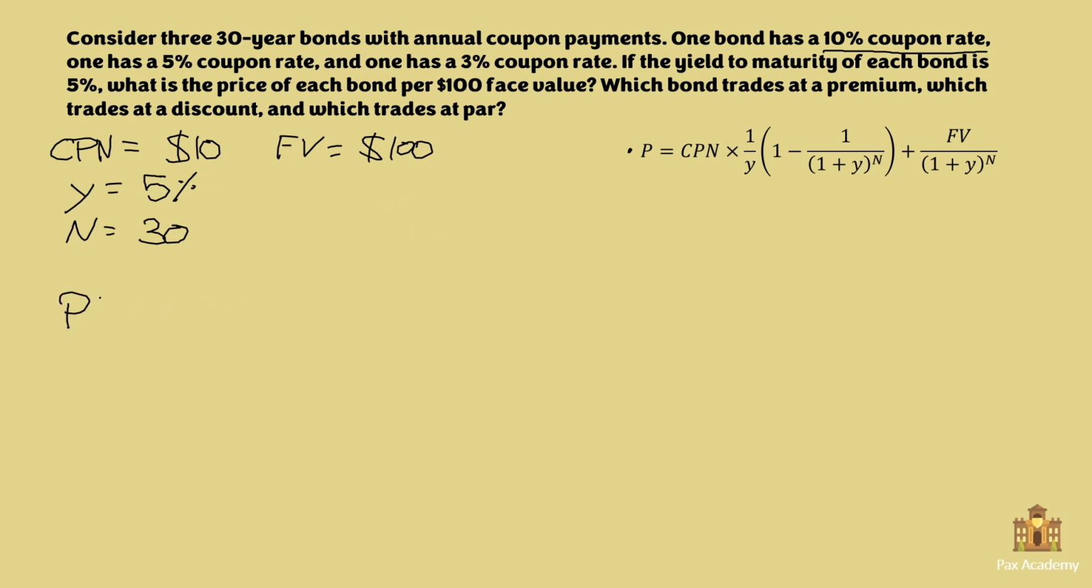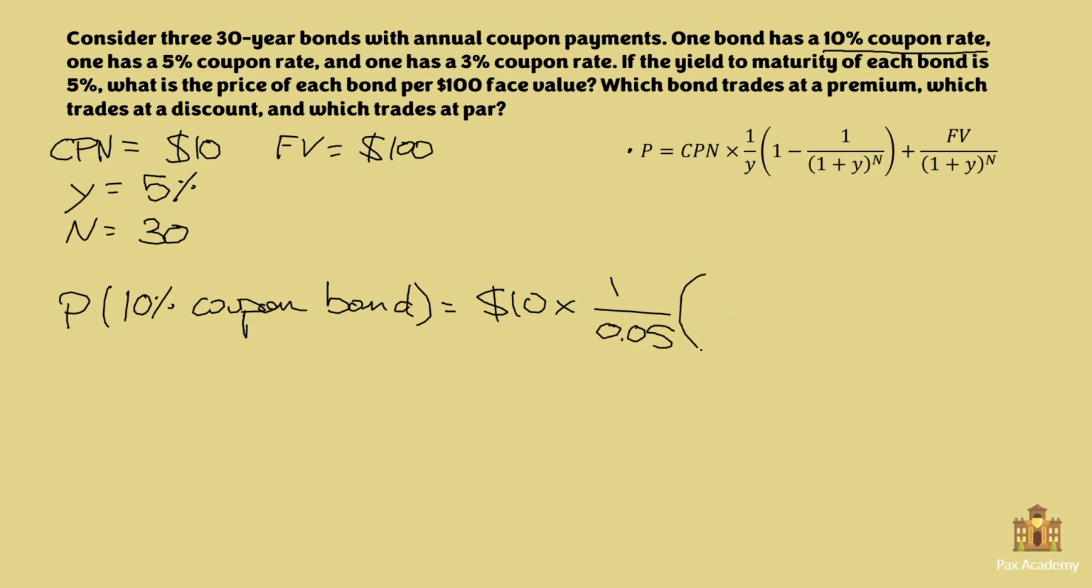So let's calculate the price of the 10% coupon bond. Coupon, which is $10, times 1 over the yield to maturity in decimal places, 0.05. Open brackets, 1 minus 1 over 1 plus the yield to maturity to the power of n periods, so 30, plus the face value, 100, over 1 plus the yield to maturity to the power of n.